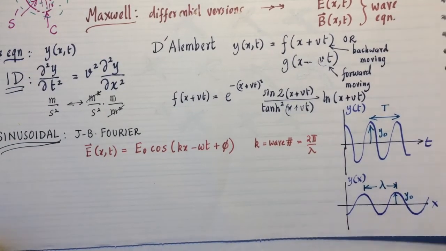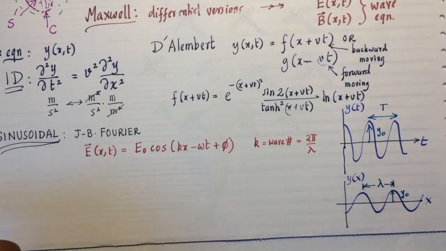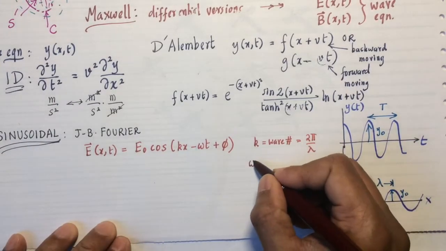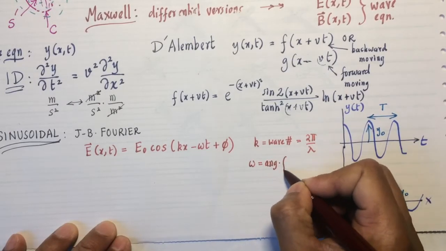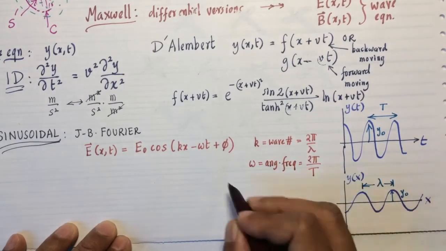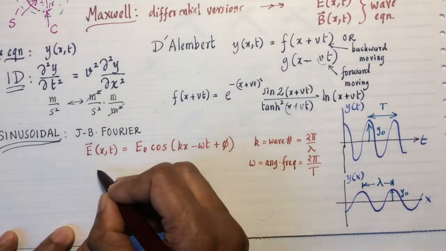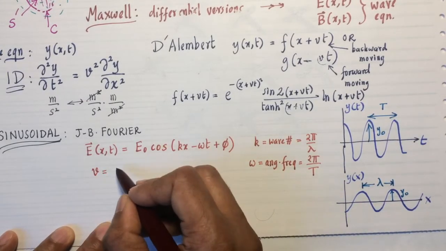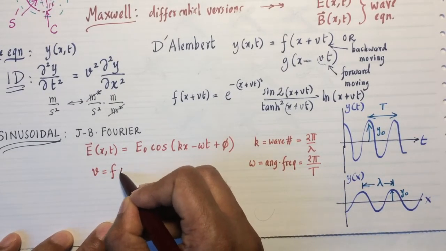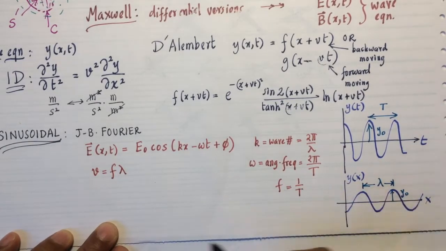Now, once you have the lambda from a wave, you can get what's called the wave number, which is 2 pi divided by lambda. And once you have the period T, you can get what's called omega, or the angular frequency of oscillation of the wave, which is just 2 pi by T. So I've told you how to determine both of these, and the relationship between the two is that the speed v equals frequency times the wavelength, where frequency f is defined as 1 over time.